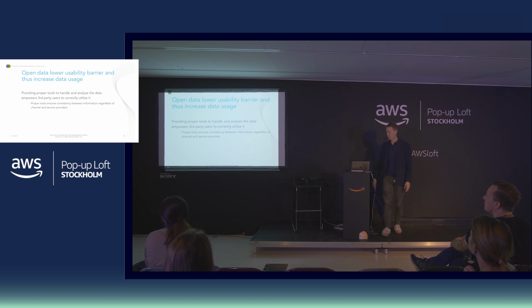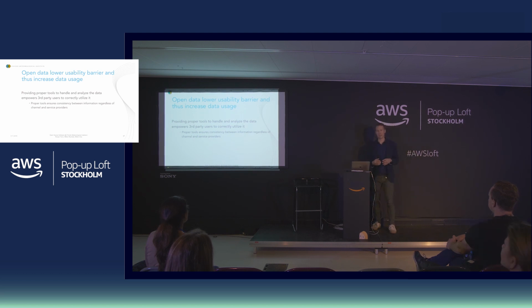And this way, open data lowers the usability barrier and increases the data use. But open data here is not enough, because our data and our field is very complex. We have huge data volumes, often updating data, complicated data formats, complex domain, and so on and so on. So we need to provide the tools to handle the data properly also. And that empowers third-party users to easily and quickly utilize the data. And this way, providing these proper tools also ensures that information is analyzed correctly, regardless of the channel and services which are used.